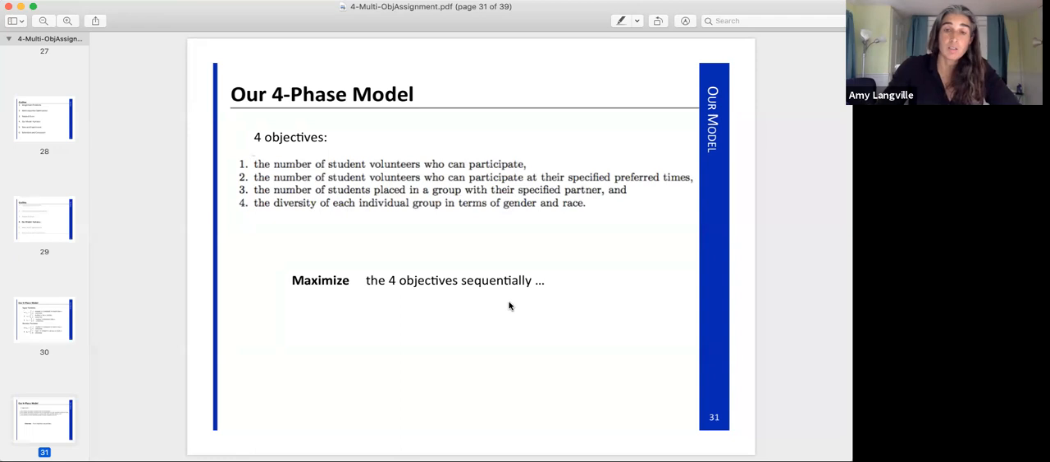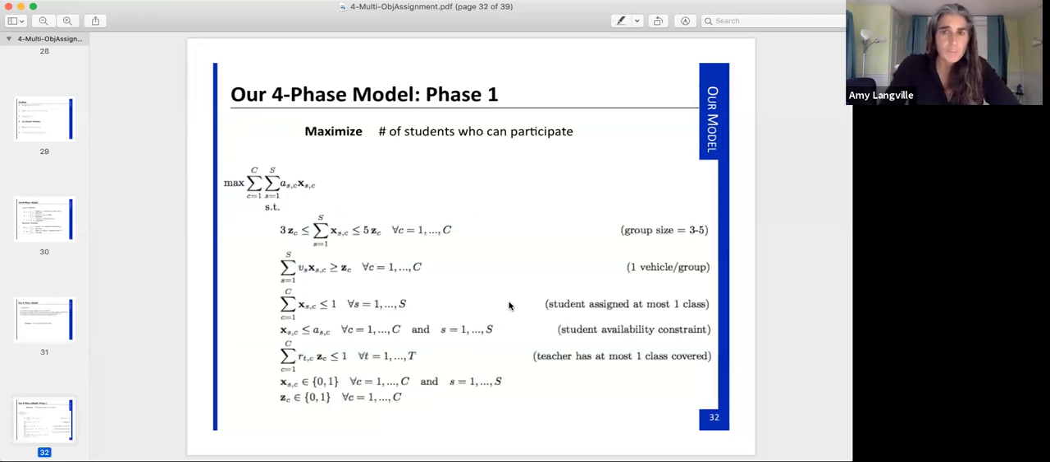So Tori did sequential here. Much more tractable to do, right? They go in order of tractability, but also in order of, what was our other word? Validity. Okay, so phase 1, she's maximizing the number of students that can participate.